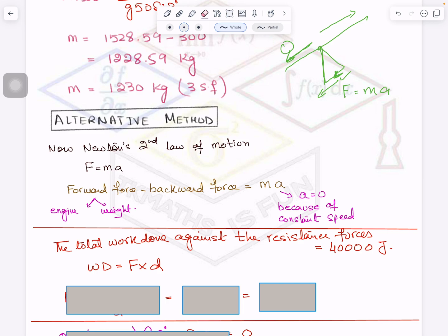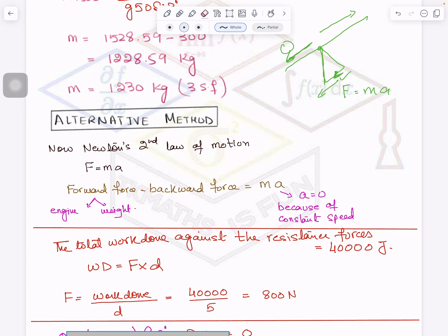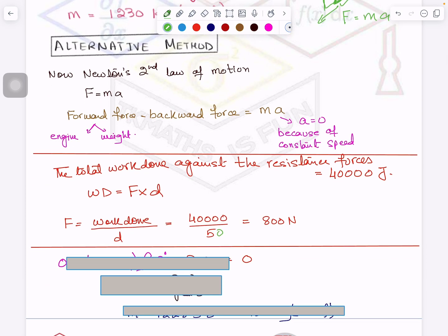So now work done is given to you because you are writing in force form, F is equals to ma. So work done you will change into force. And what you will do now? Work done is equals to force into distance. You know that. So force is what? Work done divided by distance. And we know it is 40,000 and the distance was 50. Sorry, why is it written 5? It's 50. 50 meter, right? So now it is 800 Newton force.